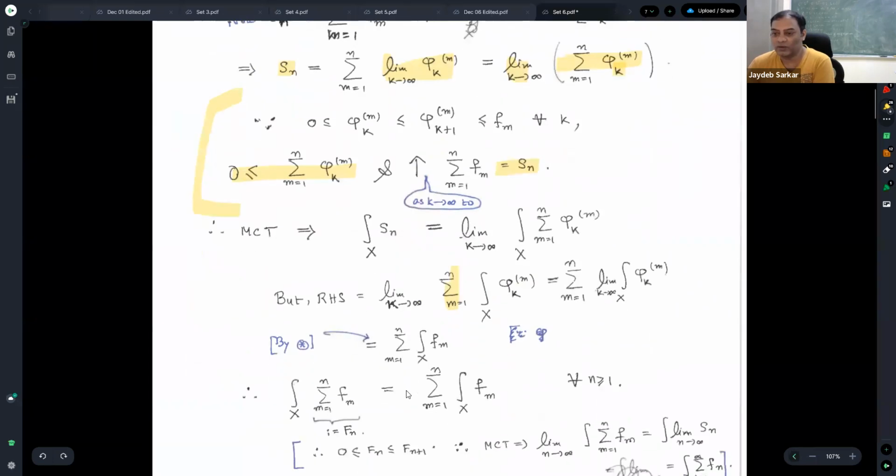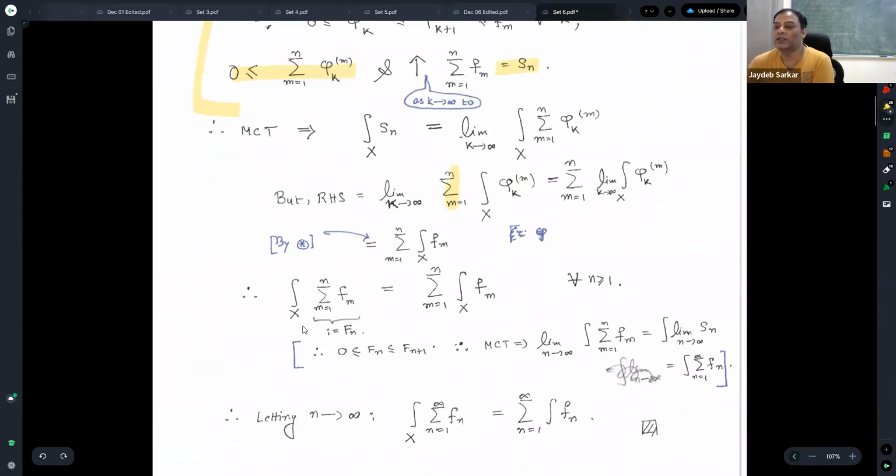What you are saying, all in all, is that the integration of Sn, the nth partial sum, is, okay, this is your Sn. So the integration of Sn is equal to the sum from m equals 1 to n of the integration of fm.